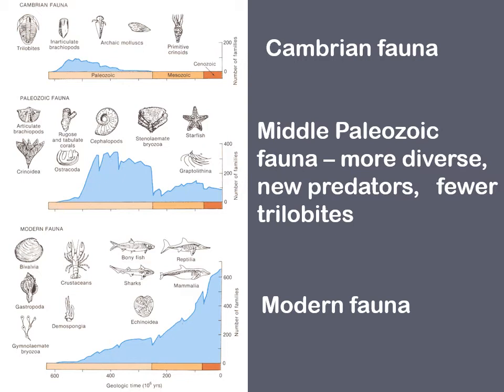Now, in the Middle Paleozoic fauna, or what we just call the Paleozoic fauna, we still have some trilobites and inarticulate brachiopods and all those other things, but we have more elaborate and more diverse organisms as well. We have different types of those brachiopods. We have sea stars and bigger crinoids. We have corals, but different than the ones today, and more developed mollusks.